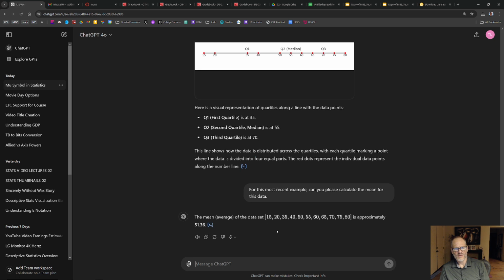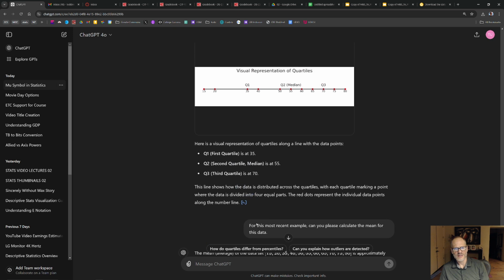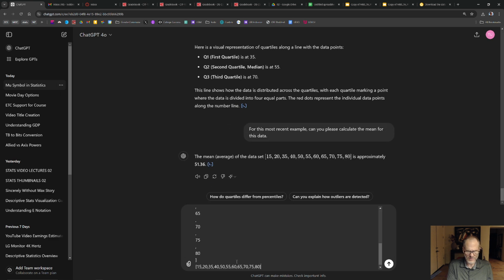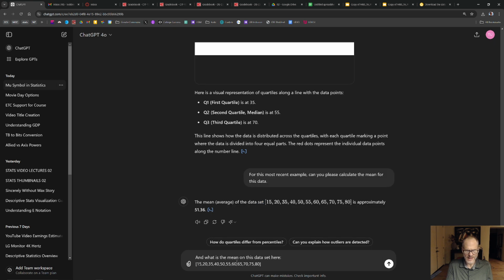So 10, 20, what do we have? 15, 20, 35, 40, 50, 55, 60, 65, 70, 75, 80 is approximately 51.36. So our mean is 51.36. The median is 50. But if we had taken this data set and changed one figure, what is the mean on this data set here? All right, and we'll put that there. And let me just get rid of this stuff there.